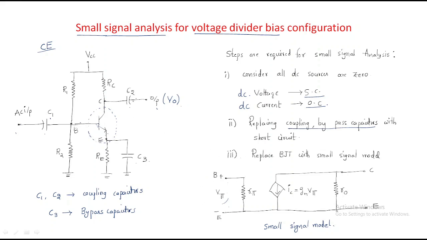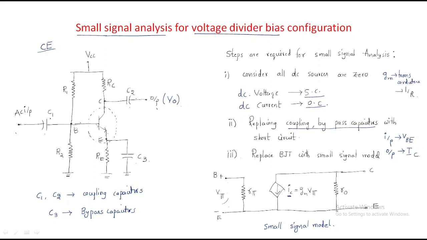What about the output side of the BJT? Generally the input is VBE and the output is the collector current. So for the output side we are putting a current source. That current source is IC, consisting of gm times Vπ. What is gm here? gm is the transconductance. Transconductance means the opposite of resistance, that means 1 by R.